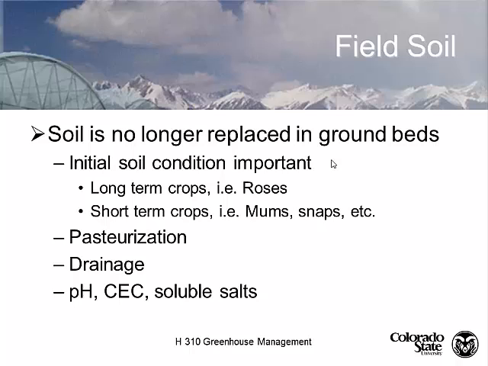So in long-term crops, like roses, it could be in the ground bed 6 to 7 years. We need to make sure that our conditioning is done well. Short-term crops, not such a big thing. We need to think about pasteurization, drainage. I showed you earlier bed design. And we need to focus on good pH, good cation exchange, and keep our soluble salt levels down.